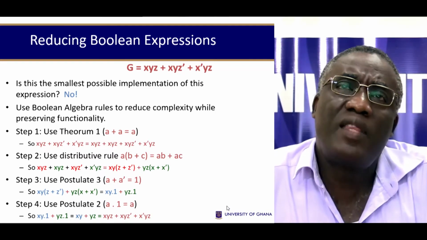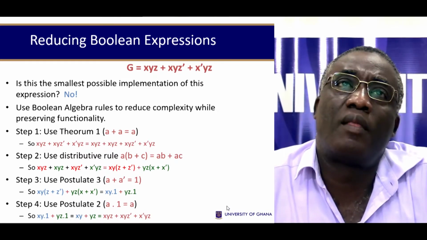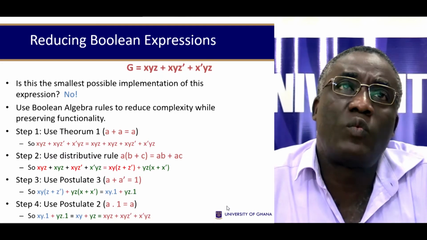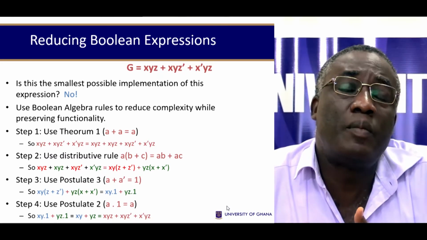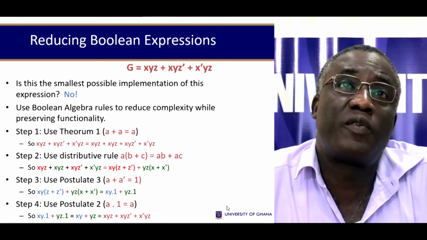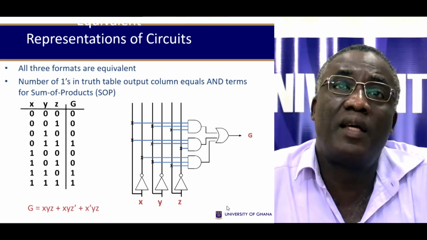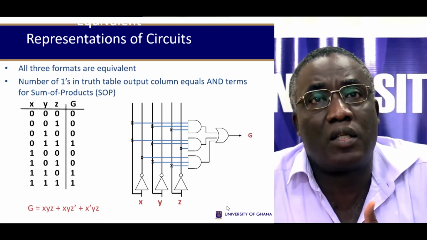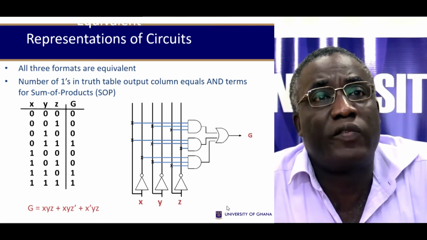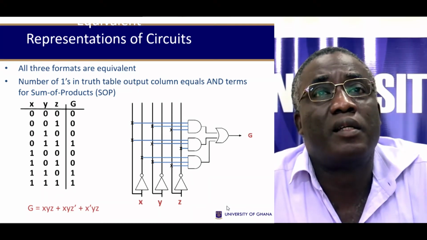Now, given that expression we had, the function we had, the question is: what is the smallest possible implementation of that? Because from that, we obtain a certain circuit. The question then is, is this circuit the smallest or most cost-effective way of implementing this function?